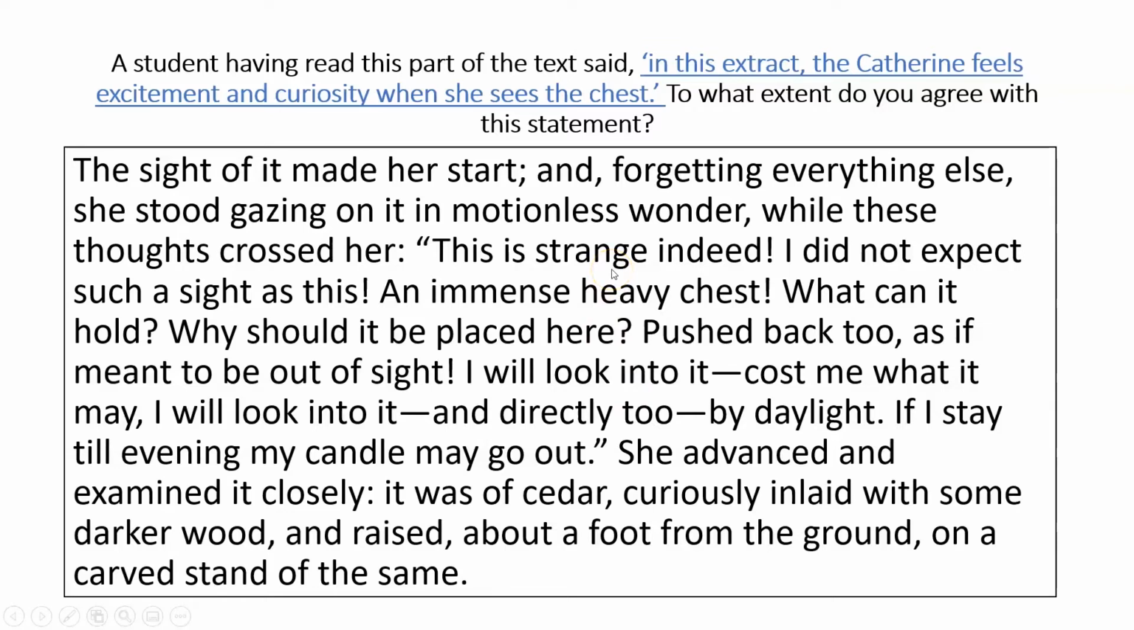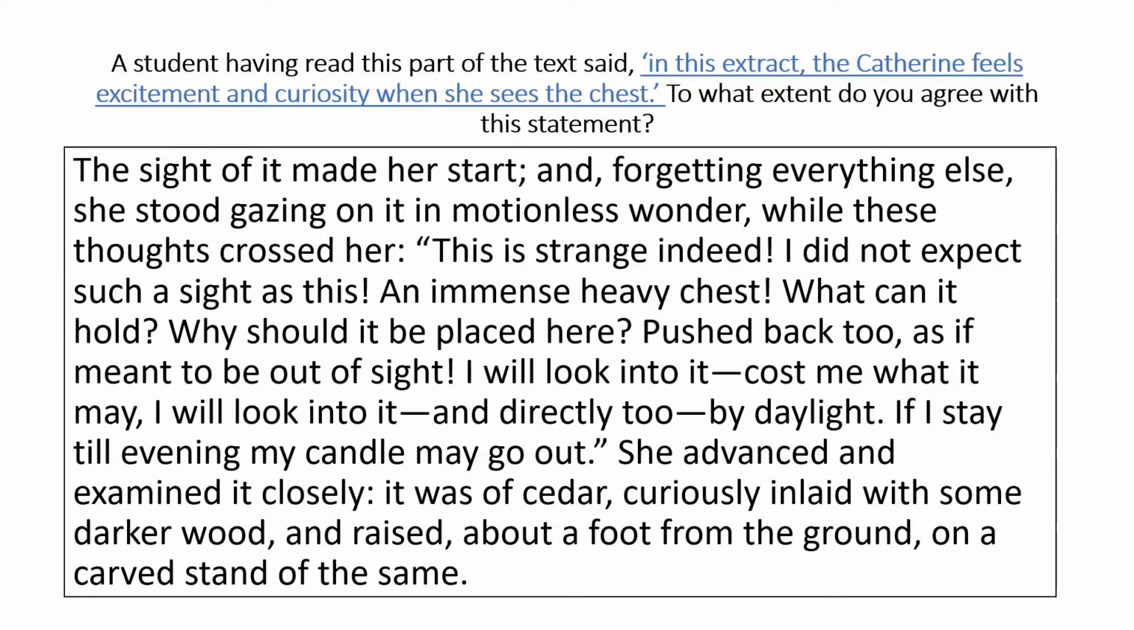I'm going to read the extract to you. If you can follow on your computer screen or on your phone, I'm going to read it. And as I'm reading, see if you can spot some of the evidence in this part of the extract that tells you that Catherine is feeling both excitement and curiosity when she sees the chest.